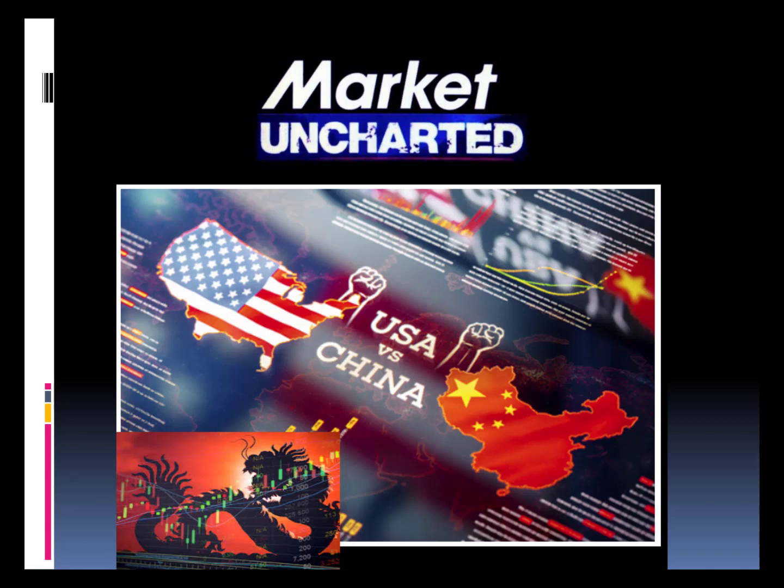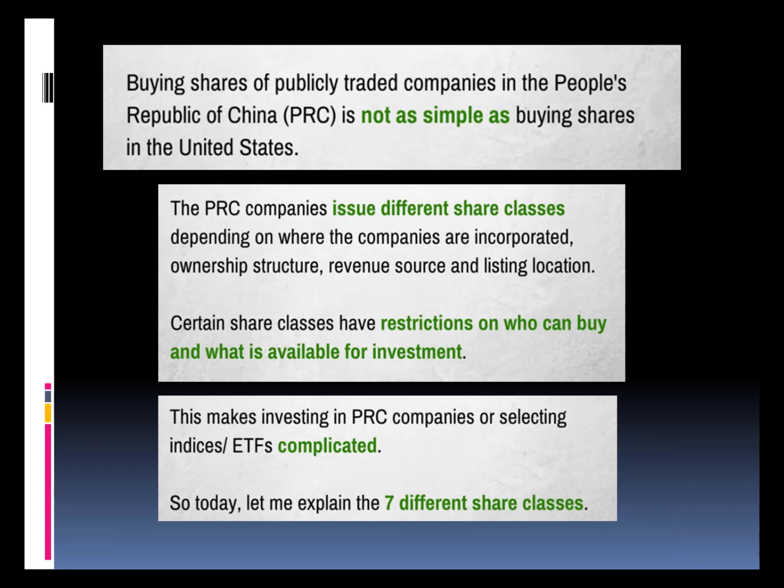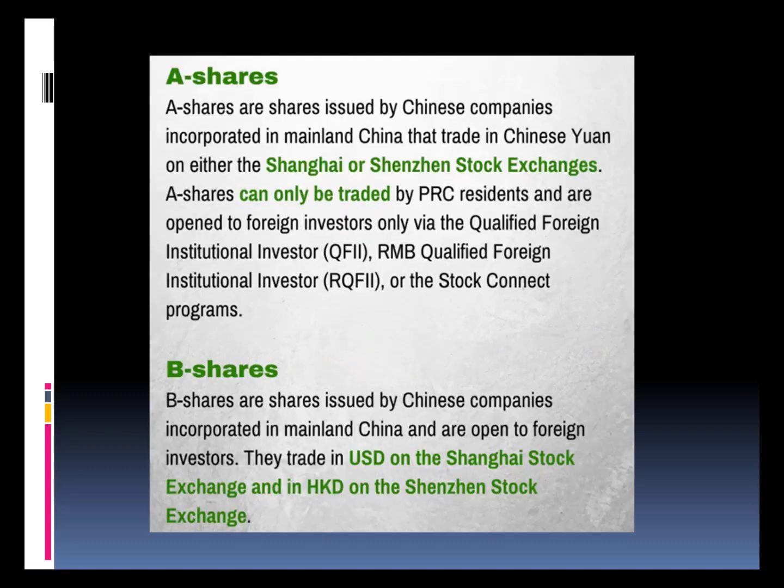In today's video we are going to discuss the difference between the type of shares in USA and China. Buying shares of publicly traded companies in the People's Republic of China is not as simple as buying shares in the United States. The PRC companies issue different share classes depending on where the companies are incorporated, ownership structure, revenue source, and listing location. Certain share classes have restrictions on who can buy and what is available for investment. This makes investing in PRC companies or selecting index ETFs complicated. So today, let me explain the 7 different share classes.